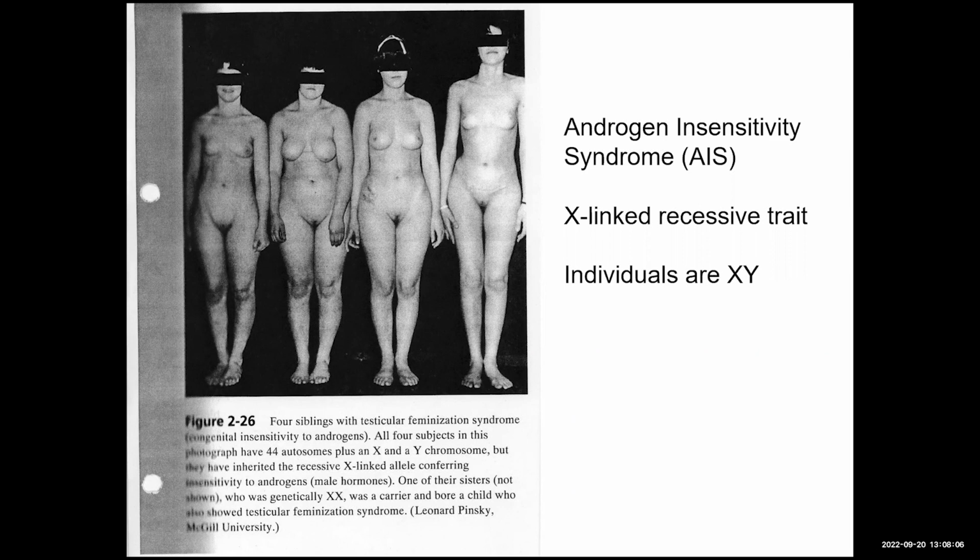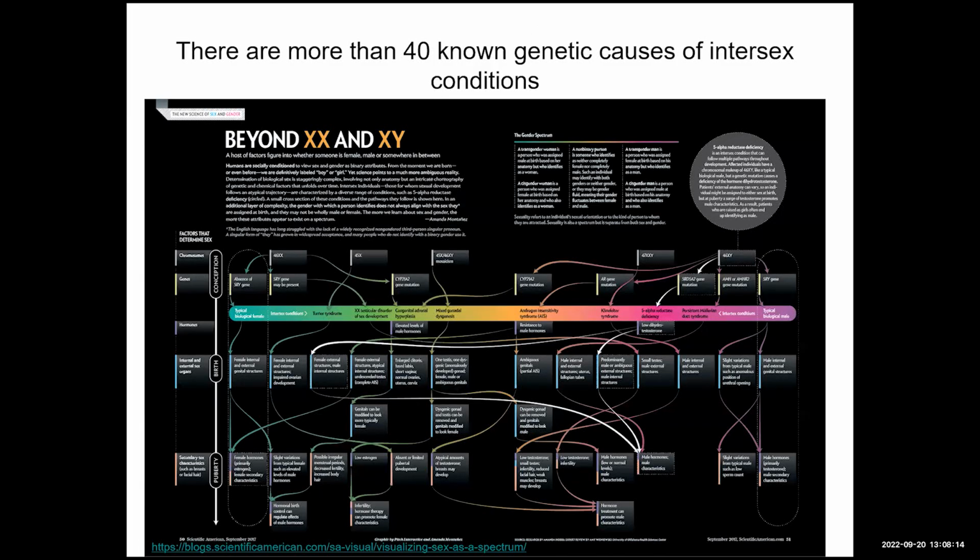If you saw these individuals on the street, you would assume that they were female, and most of them behave as though they are. There are more than 40 known genetic causes of intersex conditions like this. So even though most of the time in our course we will discuss male and female as being purely genetic sex, XX/XY, this is a very simplified view of how the process actually works.